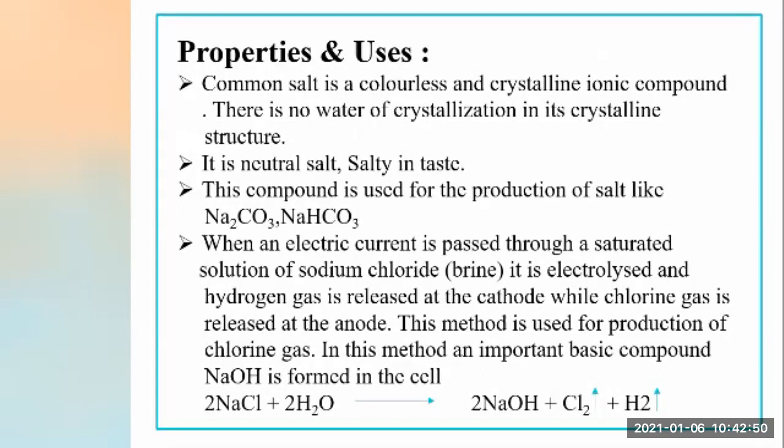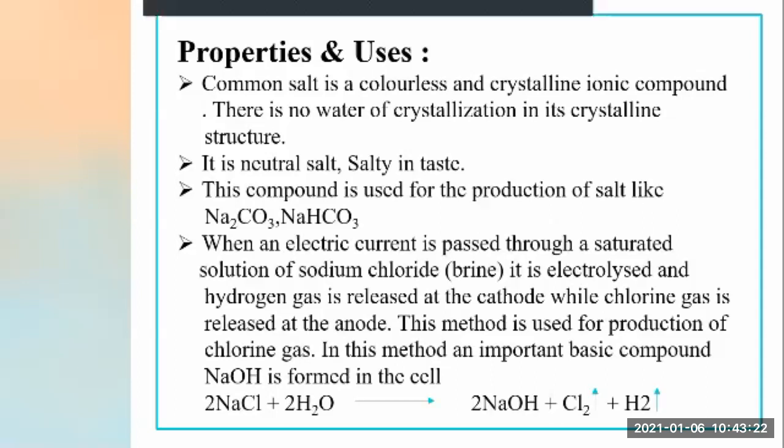It is used for the production of salts like Na2CO3 and NaHCO3. Now students, as we have discussed, this common salt is used for the production of other salts also, such as Na2CO3 and NaHCO3. From that we have seen what NaHCO3 is. NaHCO3 is sodium bicarbonate or sodium hydrogen carbonate, that is nothing but baking soda.